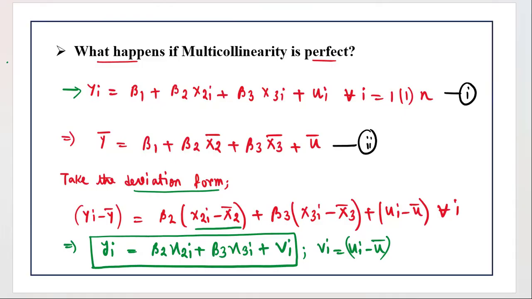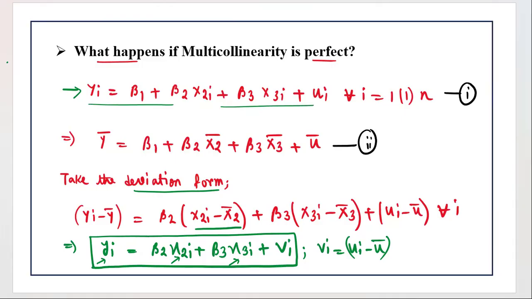Here you have small yi on the left hand side, and on the right hand side you have these two variables in the deviation form, and this is the model in the deviation form. Now, why did I do this? We have done this because we will apply the OLS method on this new deviation form model. We will not work with the original model that is given to us here.